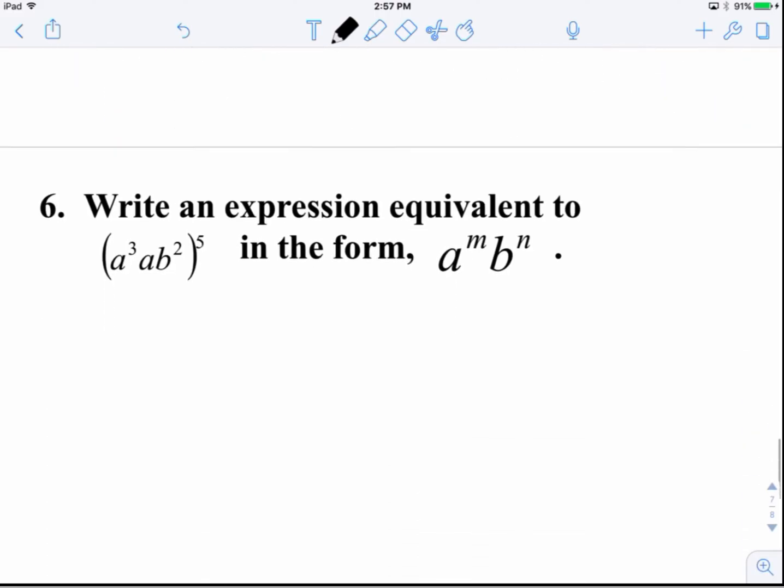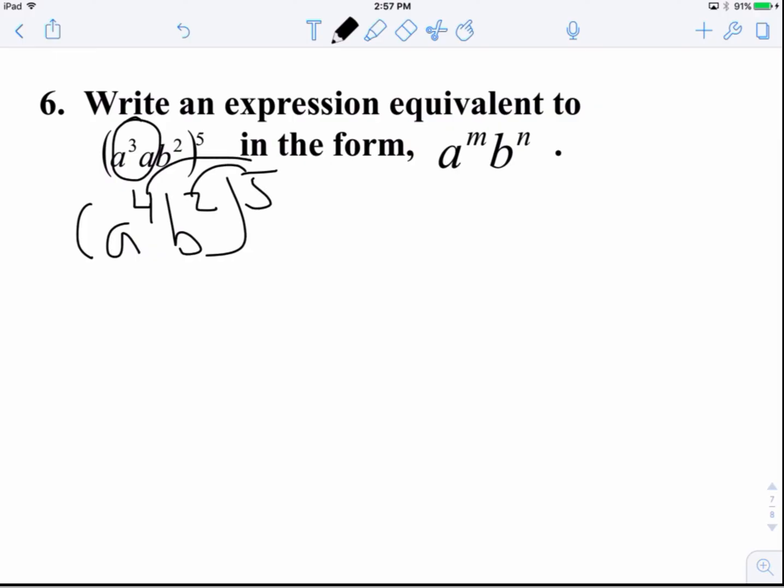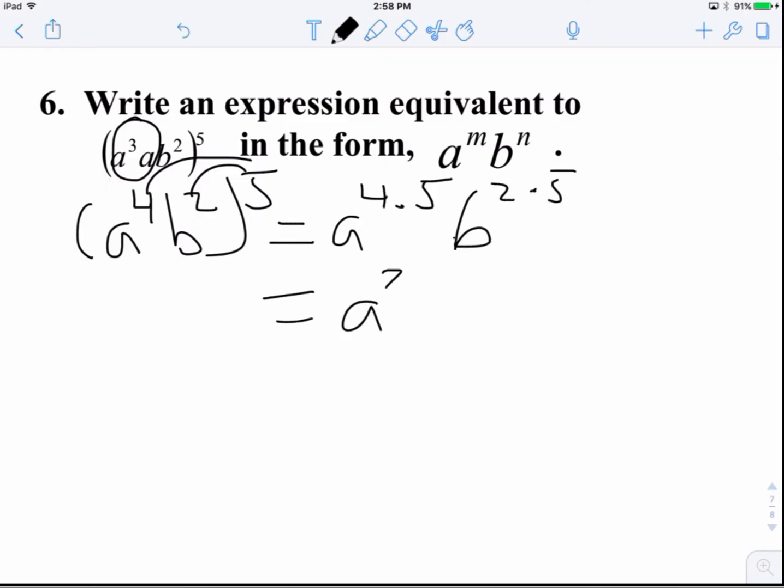Move on to number 6. So we can work this out two ways. Write an expression equivalent to the quantity of 3 times a times b squared raised to the power of 5. So first we can combine these two. So this gives us a to the 4th power b squared raised to the 5th, and then distribute the 5 in. So that gives us a to the 4 times 5 times b to the 2 times 5. So this gives us a to the 20th power times b to the 10th power.